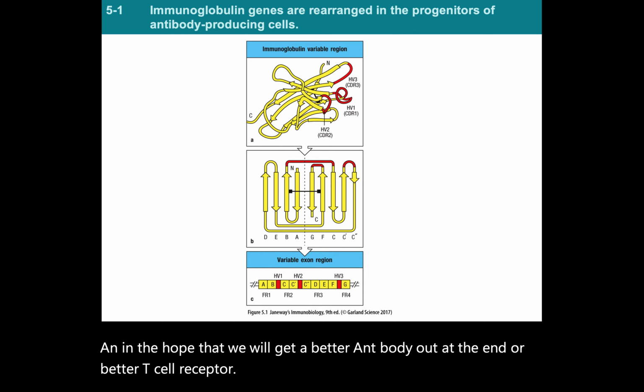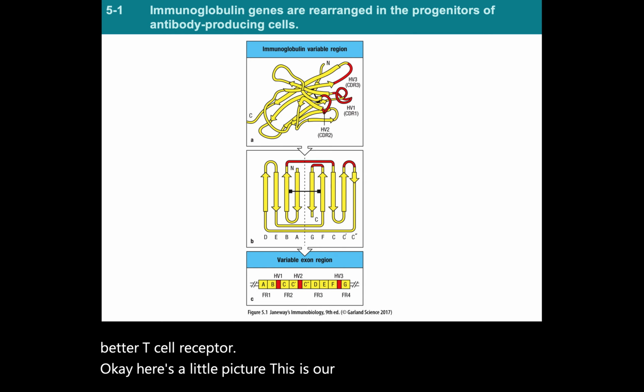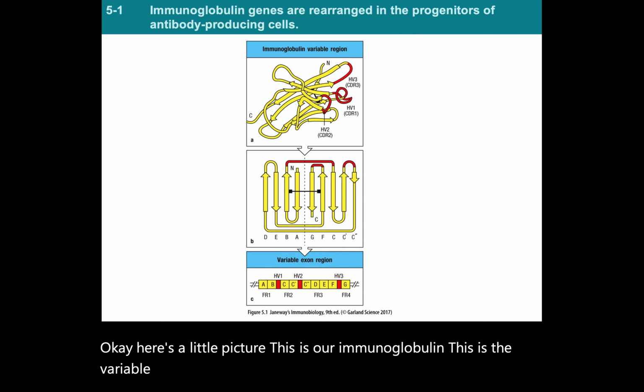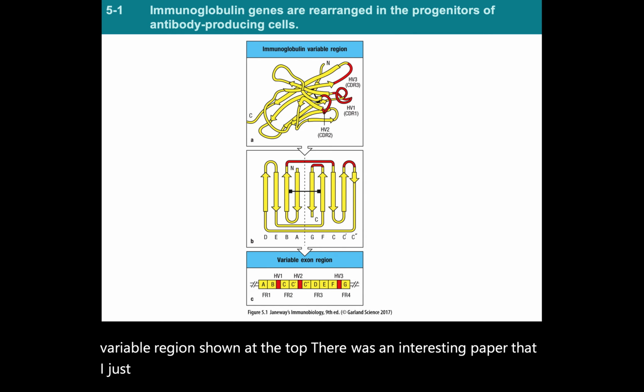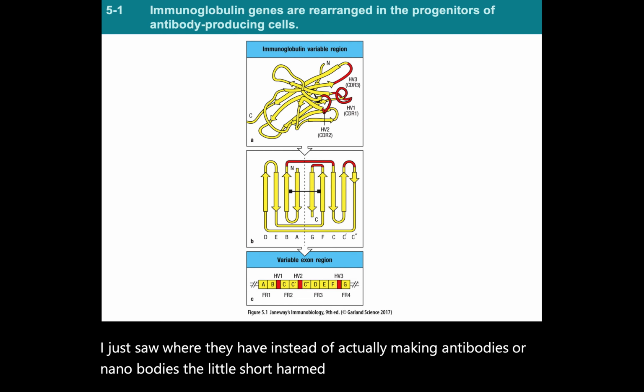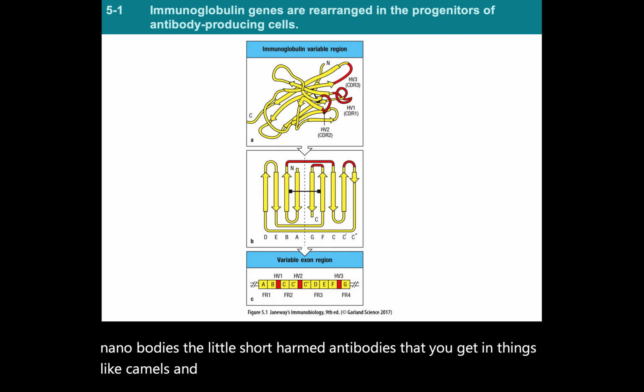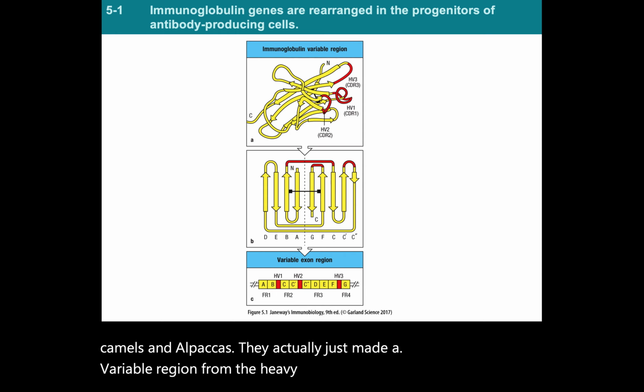Okay, here's a little picture. This is our immunoglobulin. This is the variable region shown at the top. There was an interesting paper that I just saw where, instead of actually making antibodies or nanobodies, like the little short-armed antibodies that you get in things like camels and alpacas, they actually just made a variable region from the heavy chain. So this VH region, just like is shown in panel A at the top.